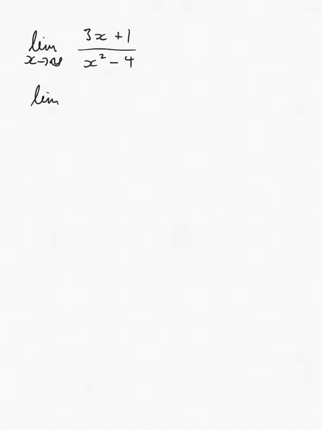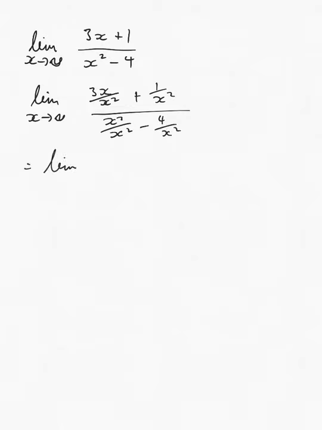So the first thing I'll do is divide by the biggest power of x that I can see. So that's going to be 3x divided by x squared plus 1 divided by x squared, divided by x squared minus 4 divided by x squared. So that's equal to the limit as x tends to infinity of 3 divided by x plus 1 over x squared, divided by 1 minus 4 divided by x squared.